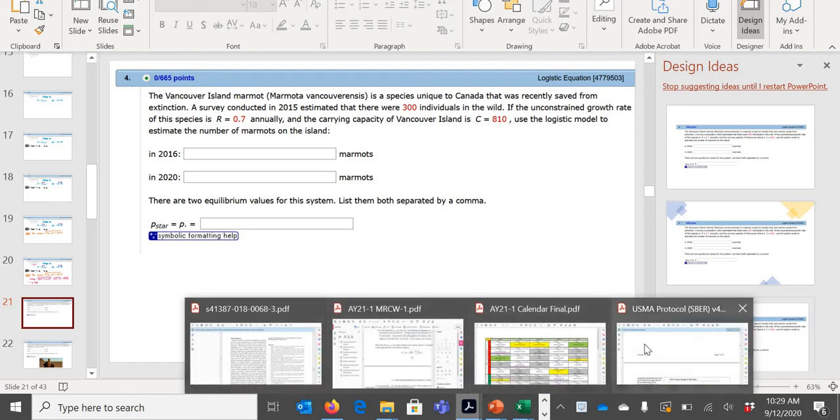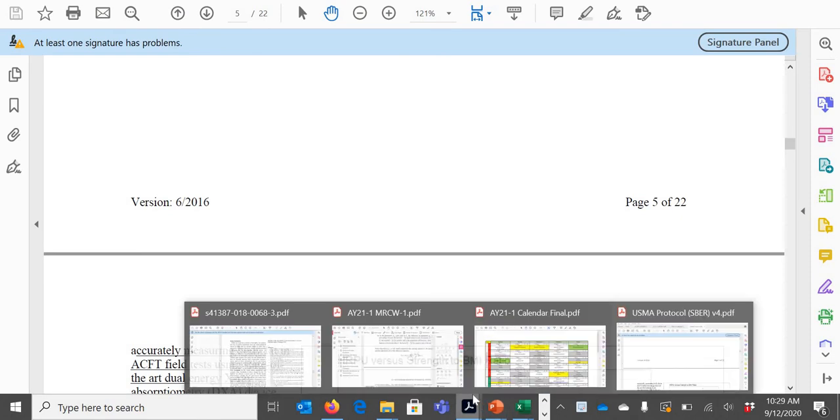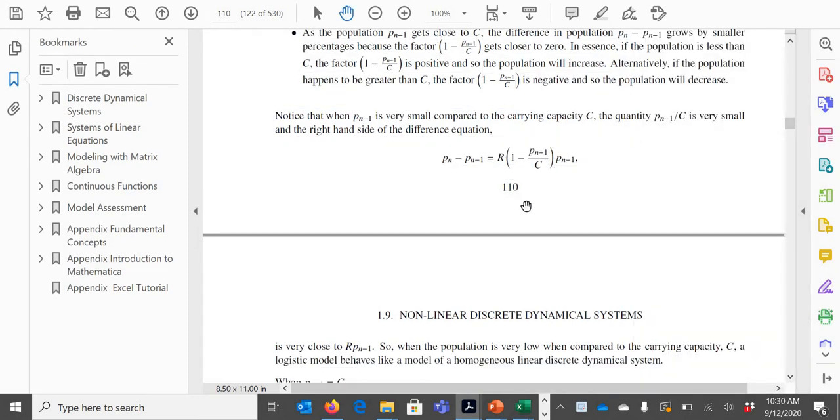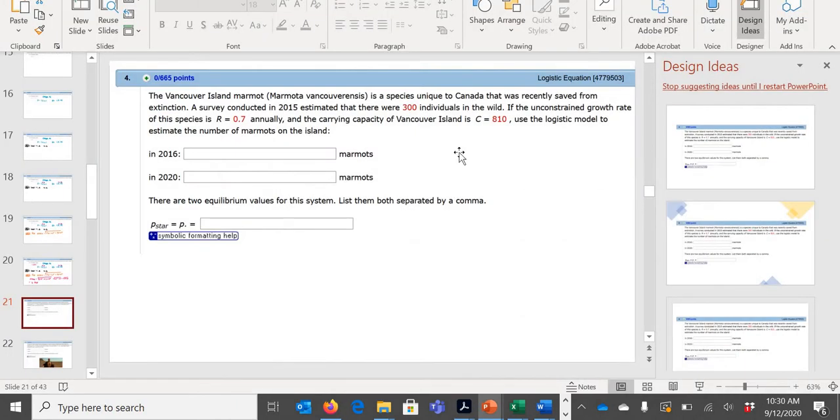So if you go to your book, which I have right here, and you search under logistic model, you end up going to page 110 and you see the logistic model right here with the same letters that they have in the problem, which R and C are being used. So if you go back to your problem, you'll see that R in this case is 0.7 and C is 810. There's a lot underlying this.